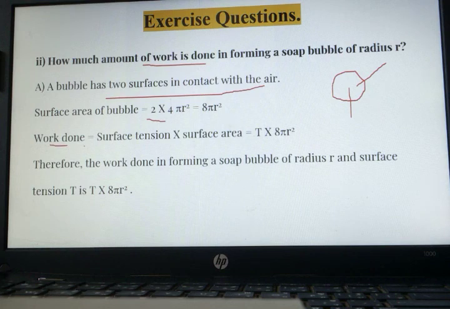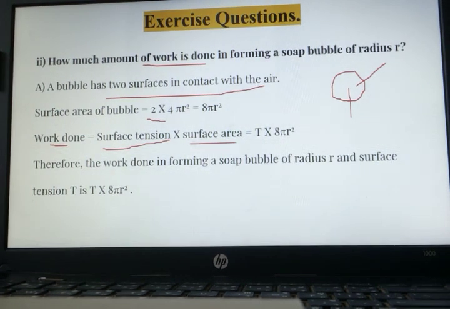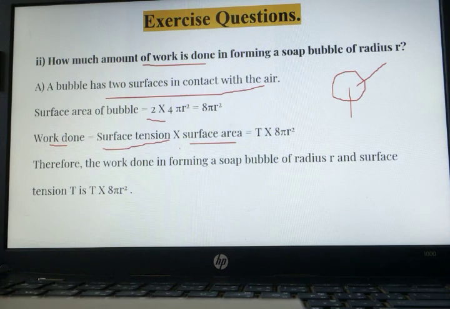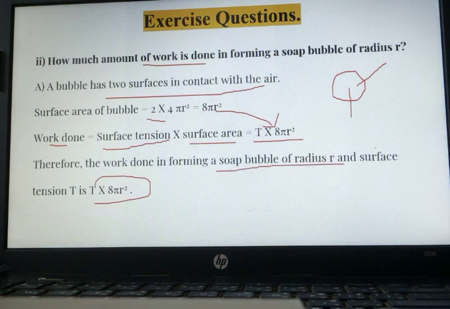Work done is what is also stored in the form of energy. The formula is surface tension into surface area. Surface tension can be written as T and surface area can be written as 8 pi r square. So T into 8 pi r square is the total amount of work done in forming a soap bubble of radius r.